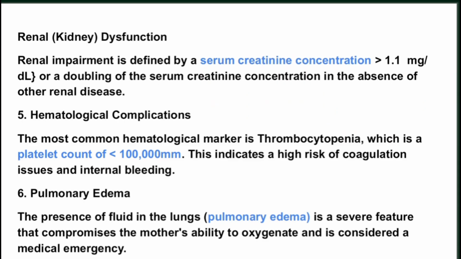Okay, so the patient will come in with a defined serum concentration greater than 1.1 milligrams per deciliter, and you will find that when you do a urinalysis, there's marked proteinuria, about 3 plus. Okay, so hematological complications: the most common is thrombocytopenia, which is just a platelet count less than 100,000 per cubic millimeter. So this indicates a high risk of coagulation issues and internal bleeding.